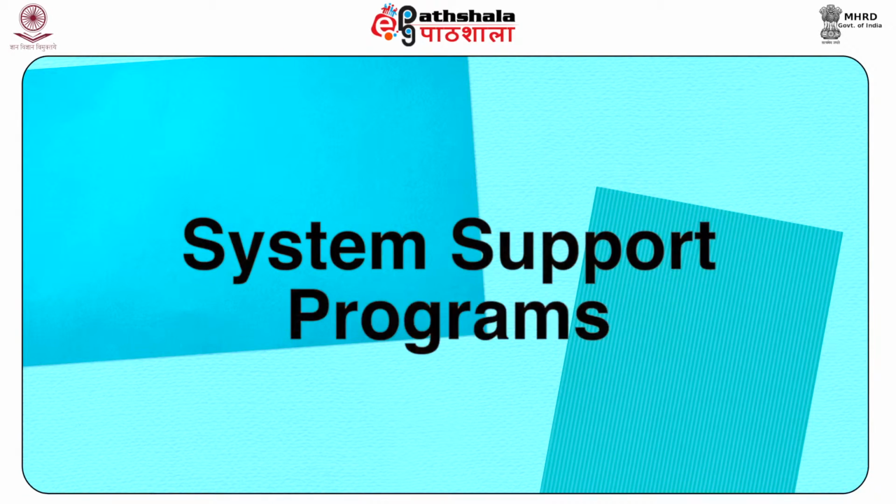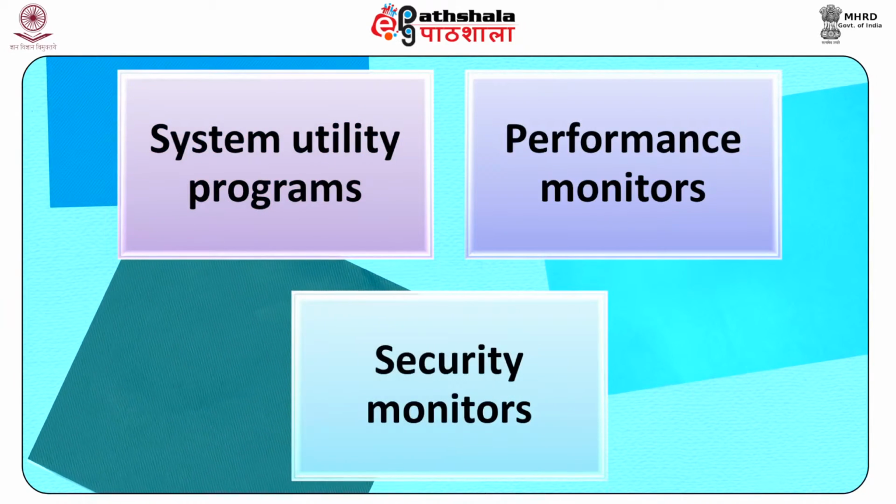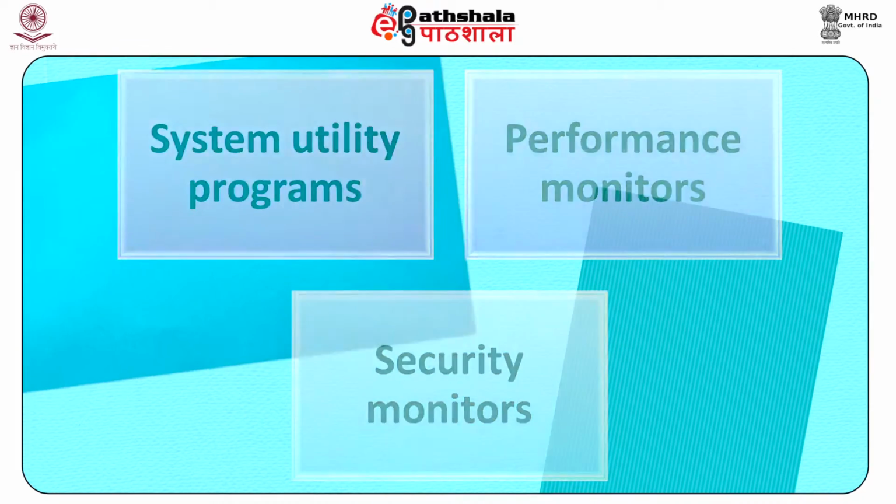Second is system support programs. The second major category of system software is system support programs. It supports the operations, management, and uses of a computer system by providing a variety of support services. Examples of system support programs are system utility programs, performance monitors, and security monitors.